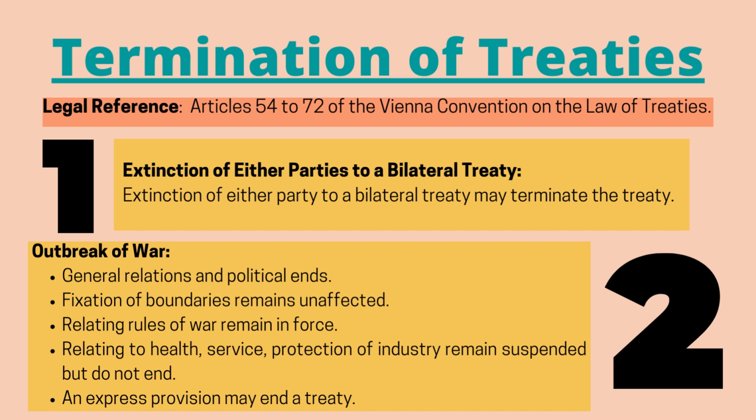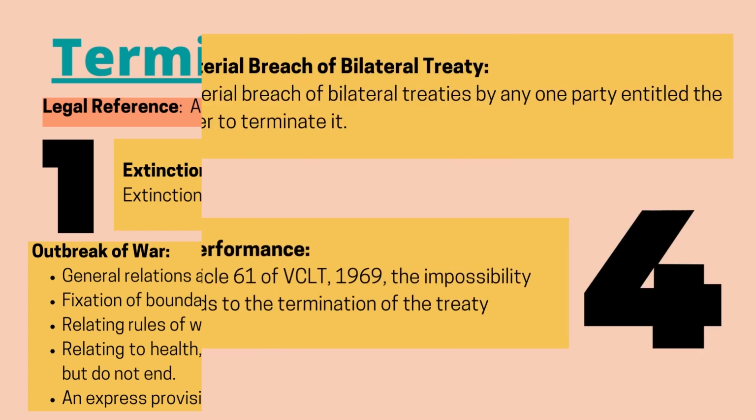1. Extinction of either party to a bilateral treaty. The extinction of either party to a bilateral treaty may terminate the treaty. 2. Outbreak of war. The outbreak of war ends treaties with exceptions as follows. General relations and political ends. Fixation of boundaries remains unaffected. Relating rules of war remain in force. Relating to health, service, and protection of industry remain suspended but do not end. An express provision may end a treaty.